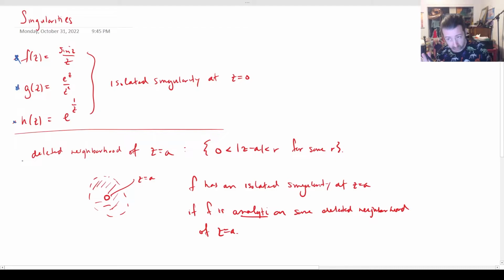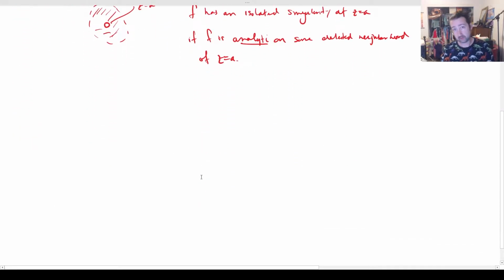Okay, so what we want to do next is try to think about the differences in the behavior of these functions at their isolated singularities. And it turns out that there are 3 different things that can happen at an isolated singularity, which is exhibited by the 3 functions that we've written. The first thing that could happen is we could have a function like f of z is equal to the sine of z over z. And as long as z is not equal to 0, this is an analytic function.